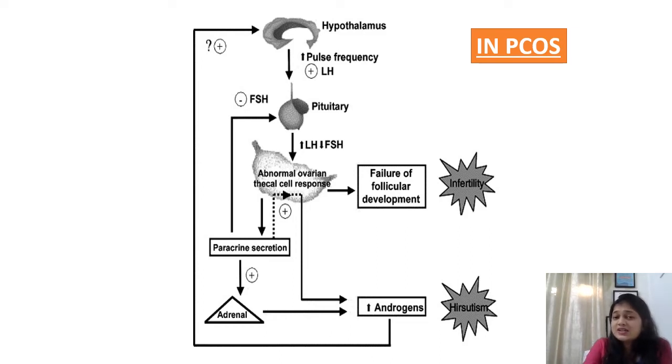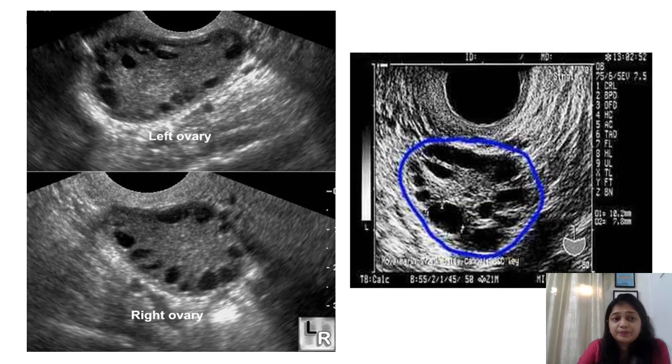Okay, so this is how we see physically the symptoms that the patient develops: because of the failure of follicular development and related to the increased androgens as well as the insulin resistance which eventually develops in the patient. As you can see in this image, there are multiple cysts, multiple follicles at different stages of development.